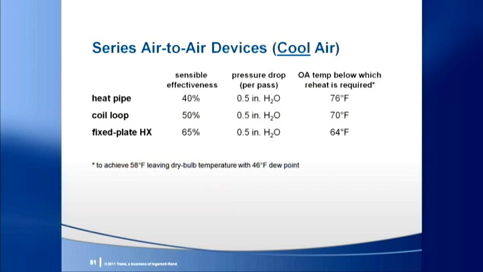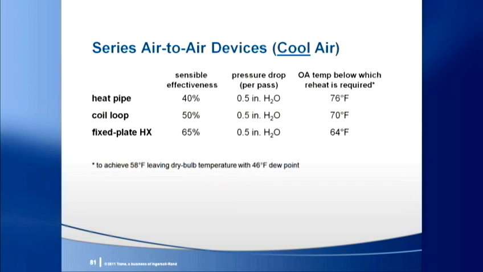But when the entering outdoor air is cooler, supplemental reheat will be needed at some point. How much depends on the device. The heat pipe with a 40% sensible effectiveness will need to add supplemental reheat whenever the outdoor dry bulb is below 76 degrees. The coil loop has a little higher effectiveness at 50%. It will require supplemental reheat whenever it's colder than 70 degrees outside.